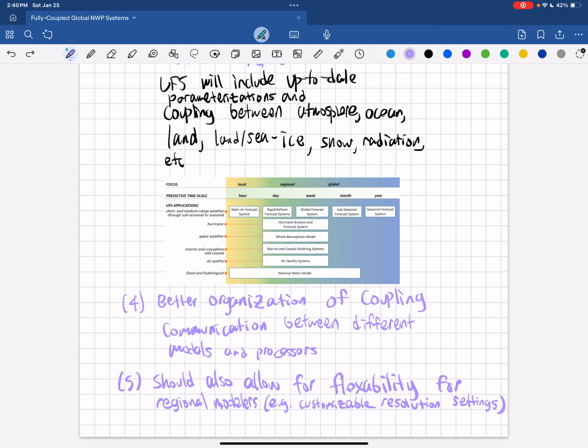So I guess I could say connection. Maybe how do I say it? Maybe I can say coupling connection for outside models. Okay.